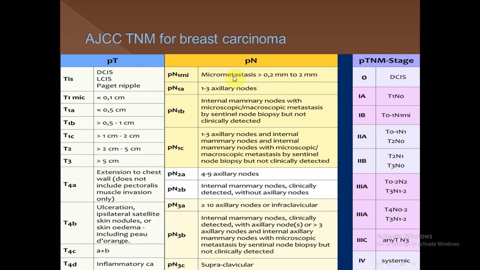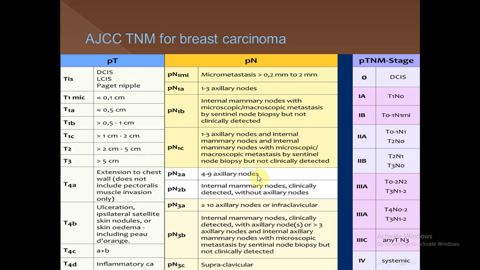Now we come to the lymph node pathological stage. Regarding the lymph node, the lymph node status depends on whether it is micro or macro metastasis, the number of lymph nodes, and the site of lymph nodes involved, whether internal mammary lymph nodes or axillary lymph nodes, and accordingly we put it under the appropriate category of the stage of the lymph node. Now we come to the stage grouping. We do the grouping depending on the size of the tumor, pT, and the status of lymph nodes.